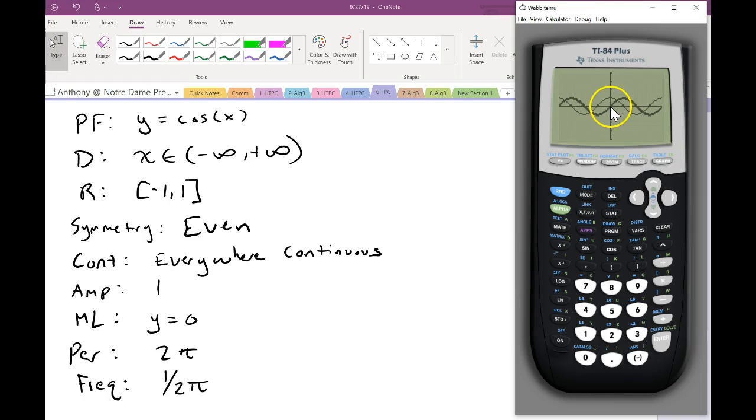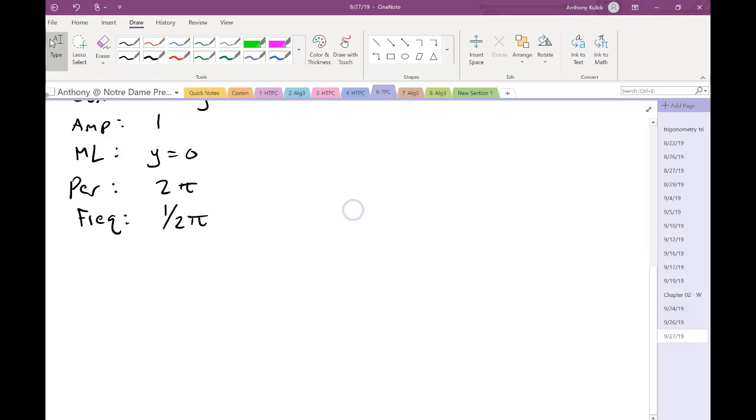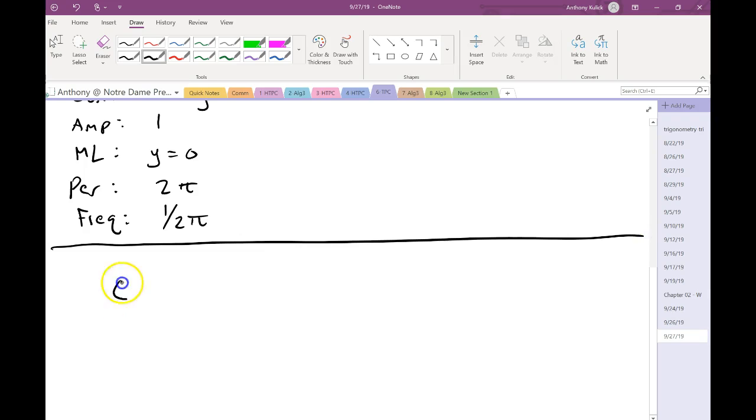So if I look on my scale here, each one of these tick marks is pi over 2. So it appears to me that the cosine graph is the same thing as the sine graph. It's just been shifted left, pi over 2 units. So let's write that observation down, because that's quite an important one.